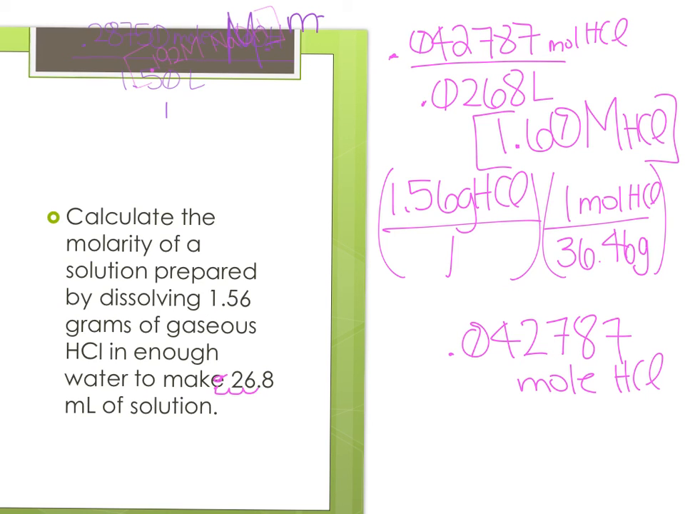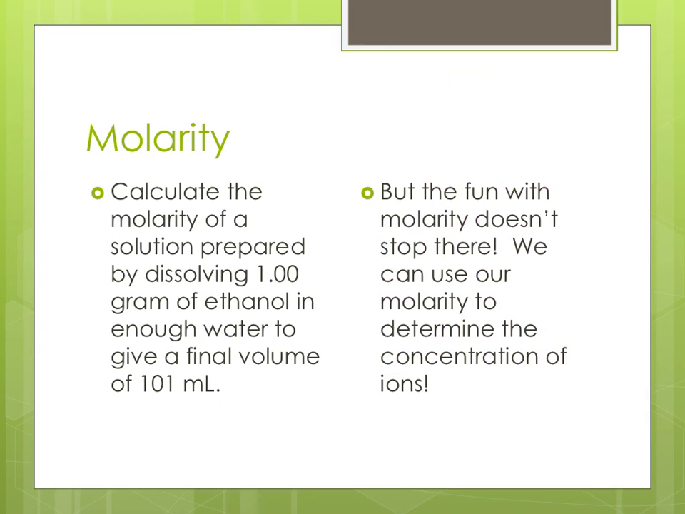Let's do 2 more practice ones, and then we're going to take it up a step. All right, let's do another one. Calculate the molarity of a solution prepared by dissolving 1 gram of ethanol in enough water to give a final volume of 101 mL. Ethanol, remember, is C2H5OH. That one is yours.